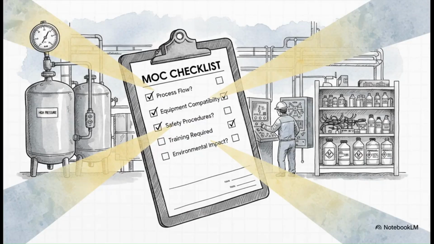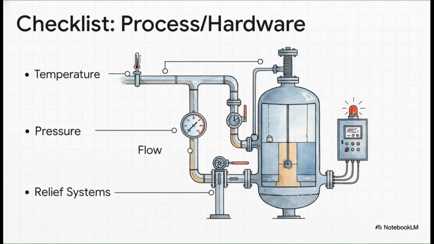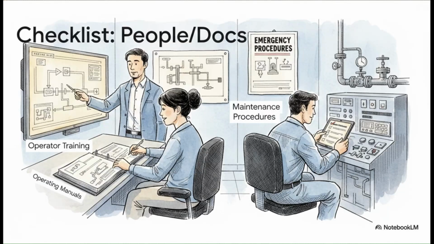Now, at the center of that evaluation step is this really powerful tool, the MOC checklist. And listen, this isn't just some simple to-do list. It's a really thorough guide that forces the team to think about every single way that change could possibly affect the system. It's designed to make sure nothing falls through the cracks. So, on the physical side of things, the checklist makes the team ask some tough questions. How will this change affect our operating temperatures or pressures? What about flow rates? And crucially, how does it interact with our most critical safety gear, like our pressure relief systems and our alarms?